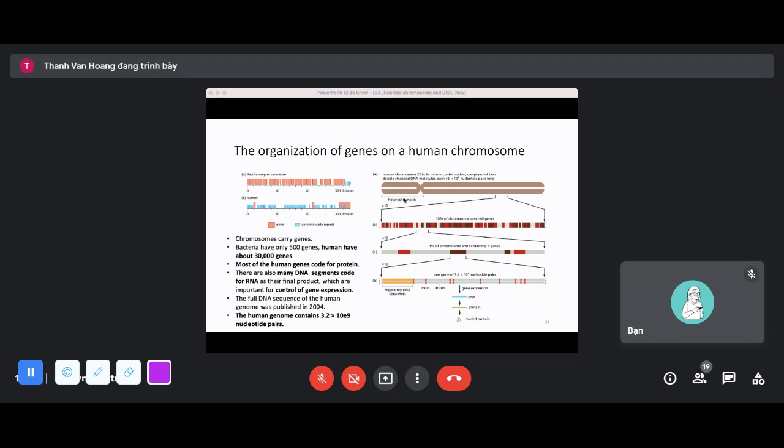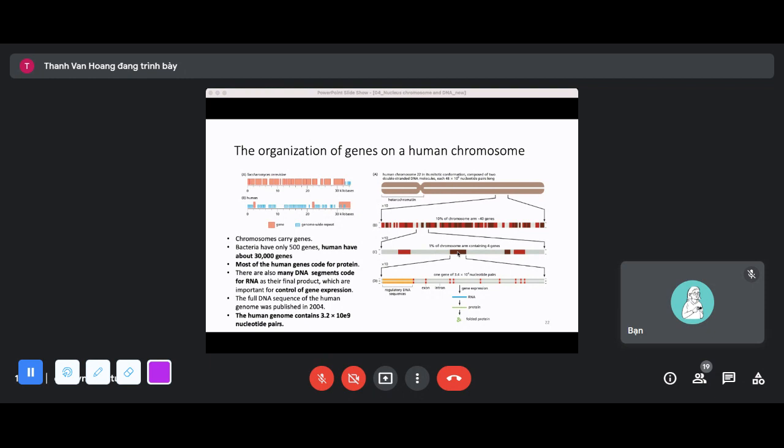However, you can see that many segments, for example here on chromosome 22, you can see this red spot and the white spot. When we have a closer look, you can see that this part encodes proteins. That means that mRNA will be transcribed from this part to make protein. This part is called exon. Exon is a part of the chromosome or the DNA which encodes protein.